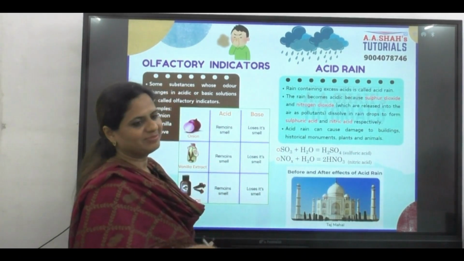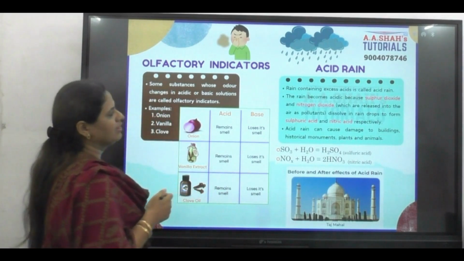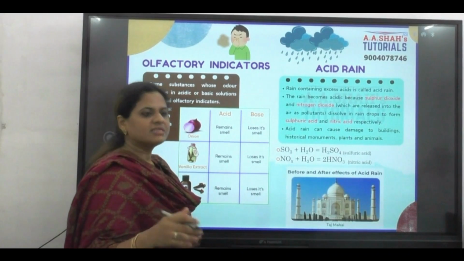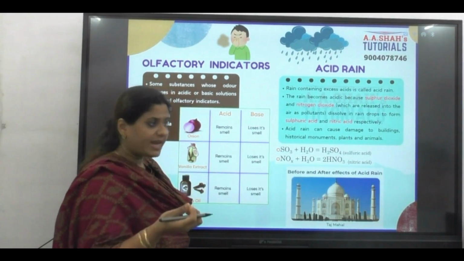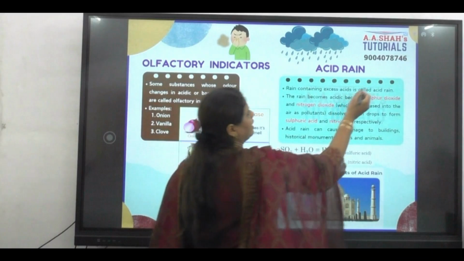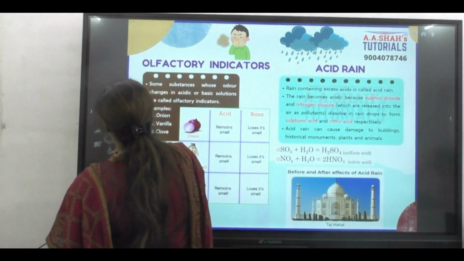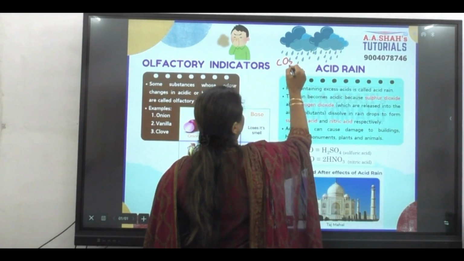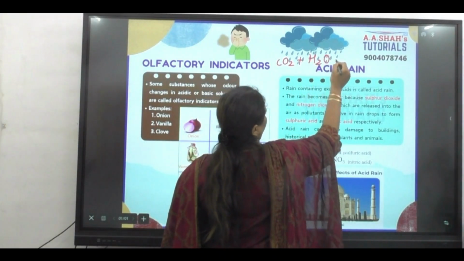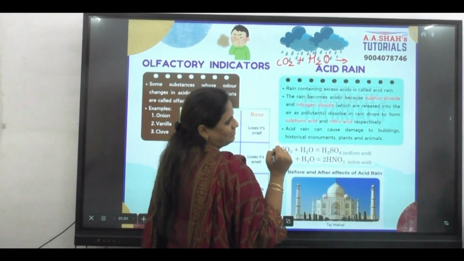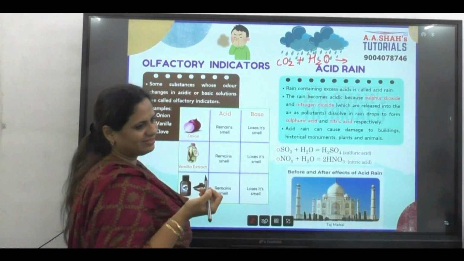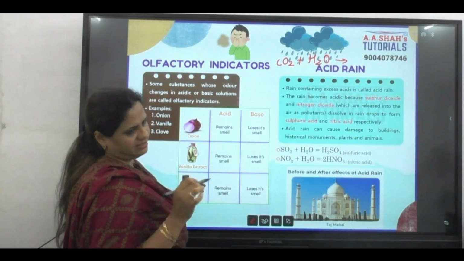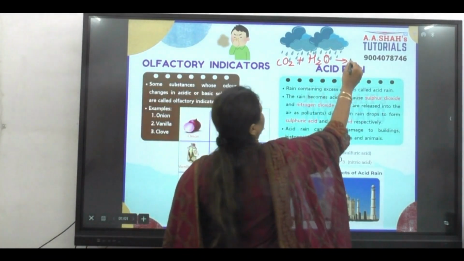What is acid rain? It is caused by gases like sulfur dioxide and nitrogen dioxide. There is also carbon dioxide which is present in air. Carbon dioxide when mixed with water will form what? CO2 plus H2O gives carbonic acid, which is H2CO3.